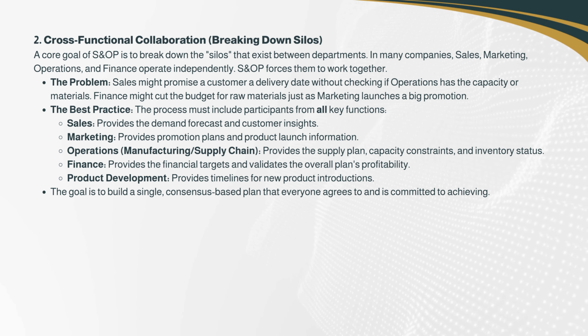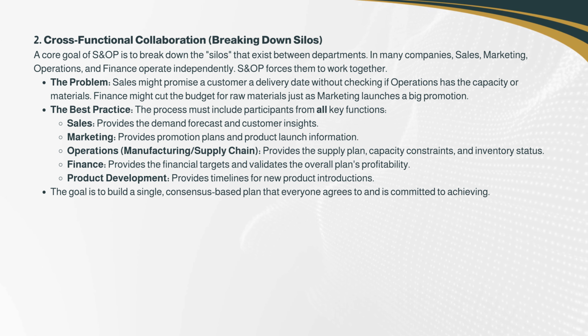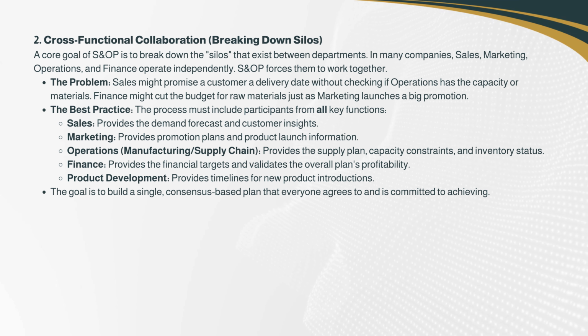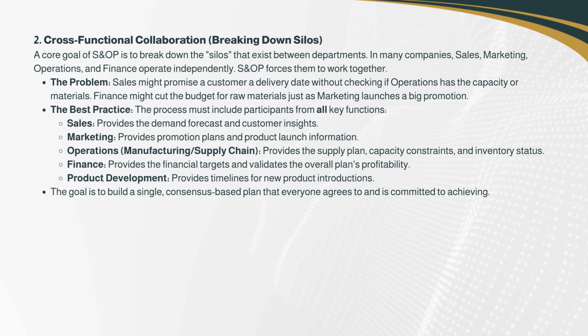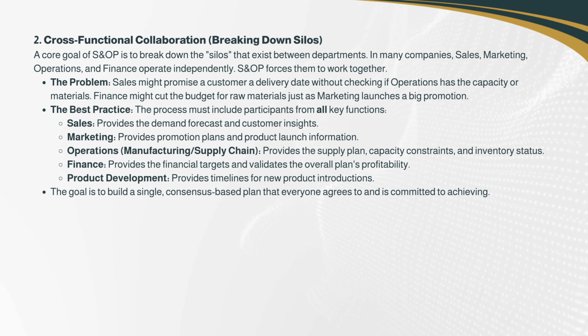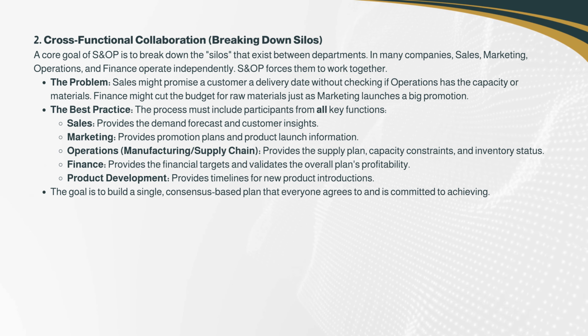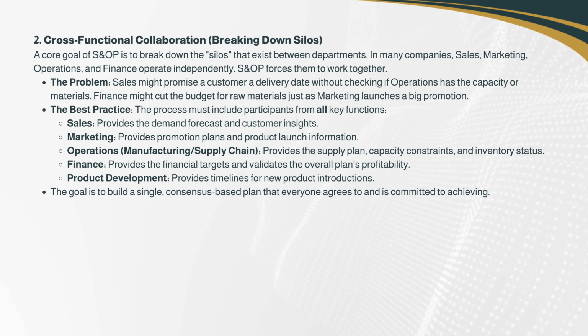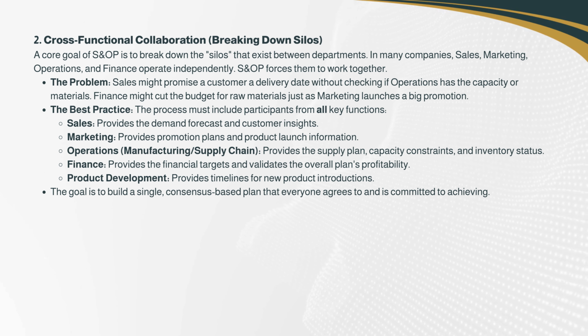The best practice. The process must include participants from all key functions. Sales provides the demand forecast and customer insights. Marketing provides promotion plans and product launch information. Operations, manufacturing, supply chain provides the supply plan, capacity constraints, and inventory status. Finance provides the financial targets and validates the overall plan's profitability. Product development provides timelines for new product introductions. The goal is to build a single, consensus-based plan that everyone agrees to and is committed to achieving.